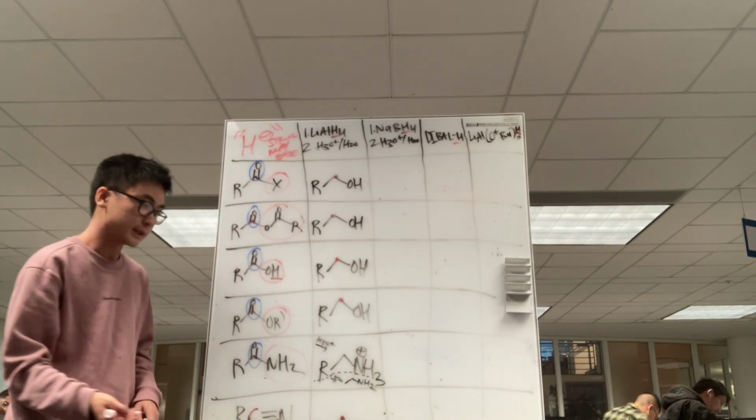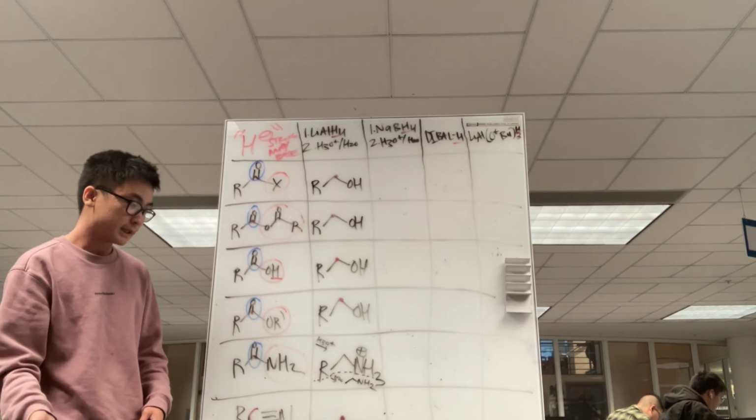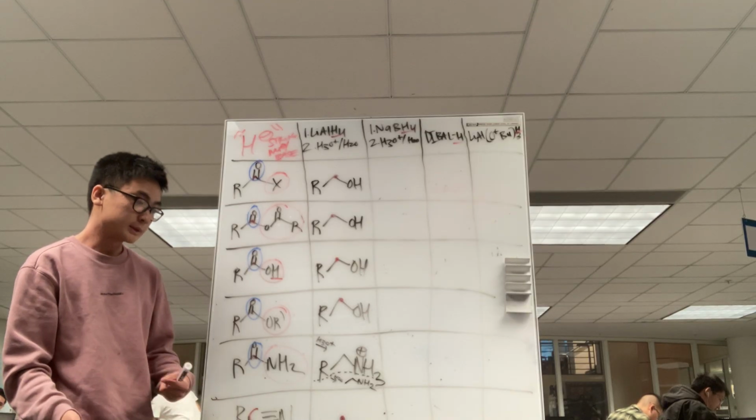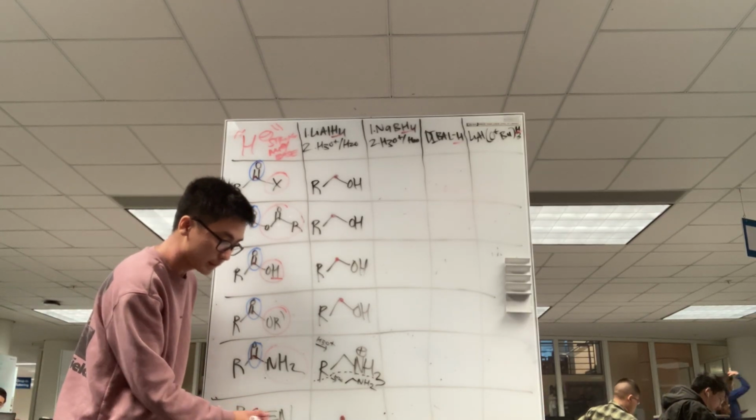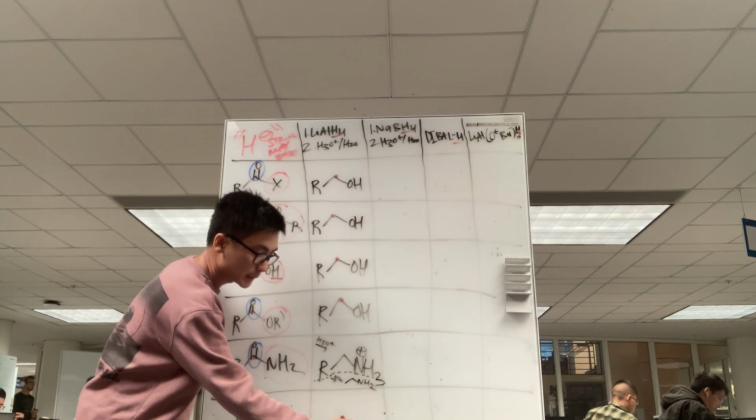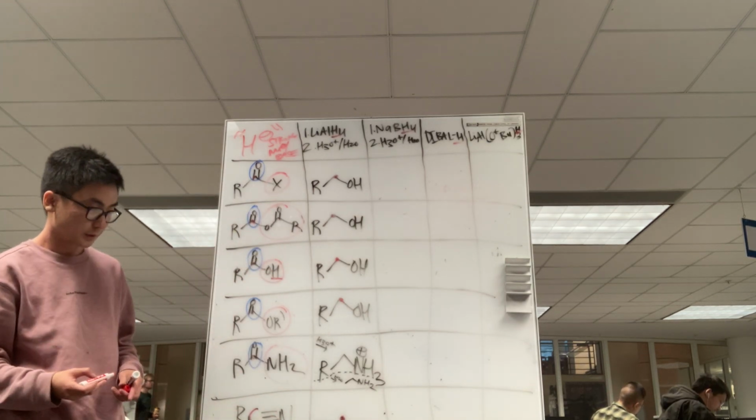Keep that in mind, because a common mistake is that when you reduce a nitrile, you sometimes add an extra carbon or lose a carbon. But this carbon here of the nitrile, the CN, is the carbon directly attached to this amine. Okay.